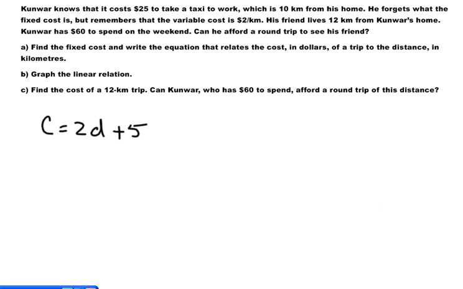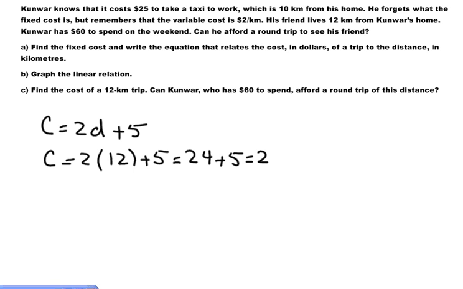Now we are going to do part C. If he has $60, can he afford a round trip to his friend's house, which is 12 kilometers away? Let's see how much it's going to cost him for a one-way taxi, meaning to go to his friend's house. The cost is equal to 2 times distance. The distance we know is 12 kilometers, plus 5. That is 24 plus 5, which is 29.